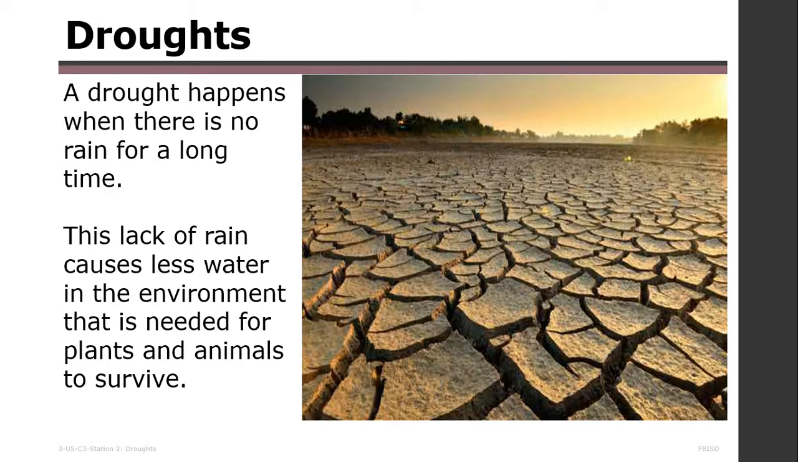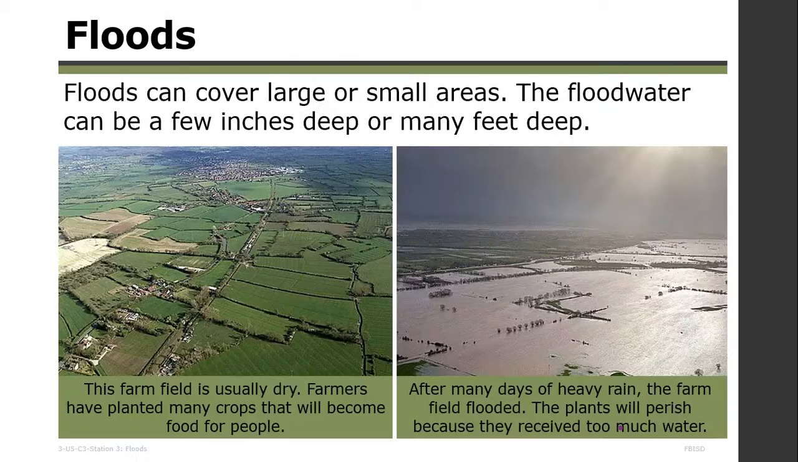Drought. A drought happens when there is no rain for a very long time. This lack of rain causes less water in the environment that is needed for plants and animals to survive. Floods is another change. Floods can cover large or small areas. The floodwater can be a few inches deep or many feet deep.